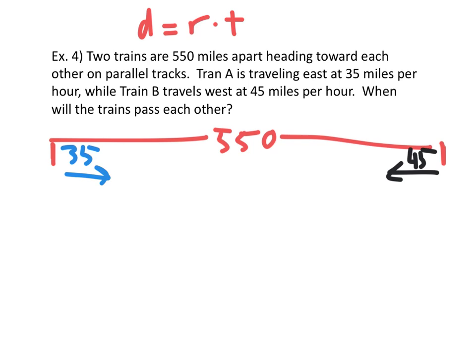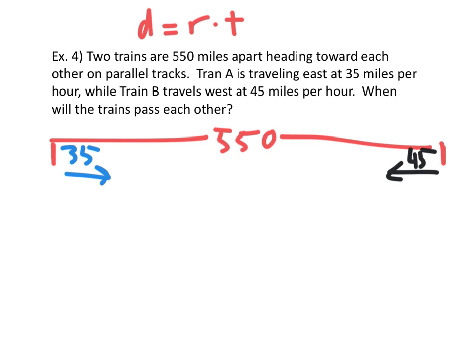Well, you could use logic and say that after 1 hour, how far is this train this way? After 1 hour, 35. And after 1 hour, how far is this guy this way? So together, how much distance have they closed after 1 hour? 80, right? So logically, after 1 hour, they've chopped off 80 from that 550. After 2 hours, it would be another 80. After 3 hours, it'd be another 80 that you keep subtracting, logically.